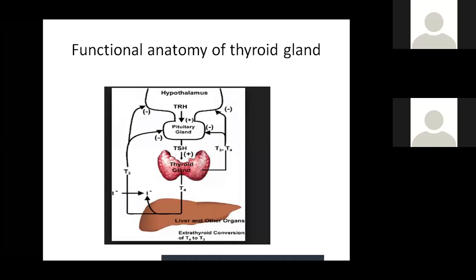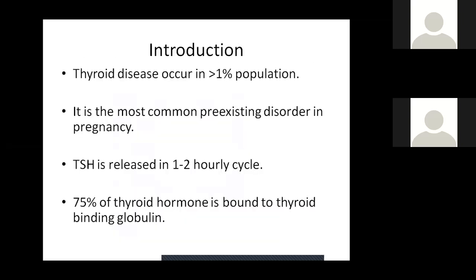is produced from the thyroid gland then gets bound with the thyroid binding globulin in the liver, and only a small amount of the thyroid hormone remains in the free form, that is the metabolically active form. So thyroid disease occurs in more than 1% of the population. It is the most common pre-existing disorder in pregnancy, and the pulsatile release of TSH is every 1 to 2 hourly from the pituitary gland.